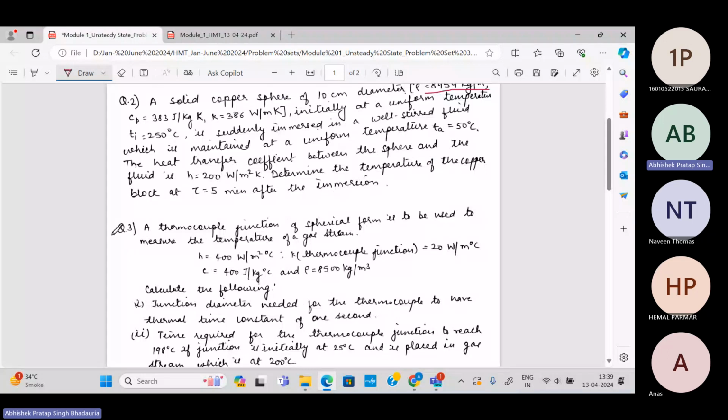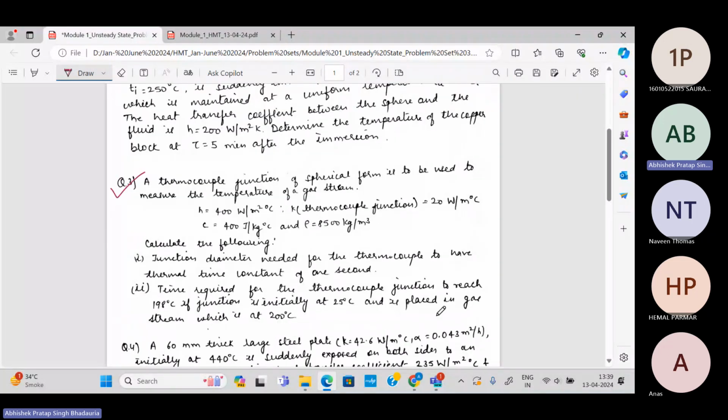Now let's solve problem number 3. Read the problem. A thermocouple junction of spherical form. So a sphere is there, and we have to make the analysis for a sphere. A thermocouple junction of spherical form is to be used to measure the temperature of a gas stream. The h value is given as 400 watt per meter square degree Celsius. Thermal conductivity for the thermocouple junction is 20 watt per meter degree Celsius. Specific heat is 400 joule per kg degree Celsius, and density is 8500 kg per meter cube.